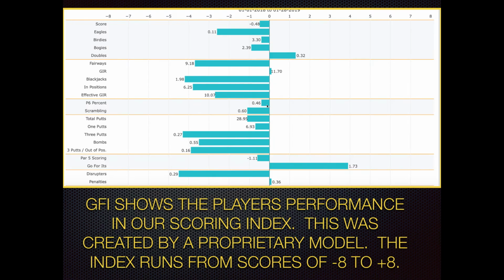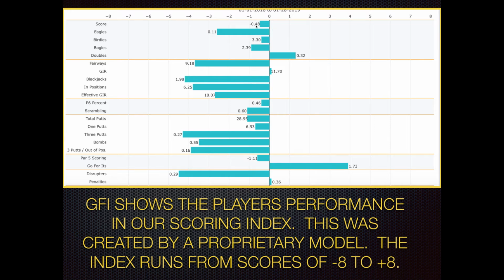So if we jump into the GFI, what does it really show? What is the index? The index was created by a proprietary model that we designed, and it shows how the player is playing in reference to score. You can see the score goes as low as -8 and as high as +8. So the player is basically scoring in this zone.